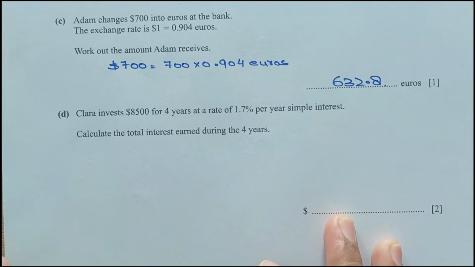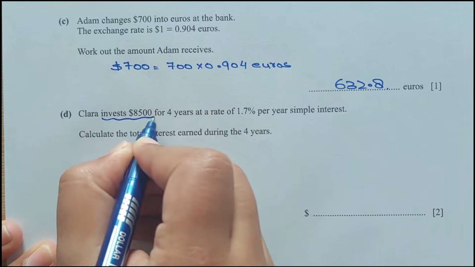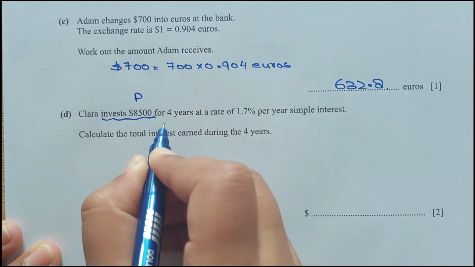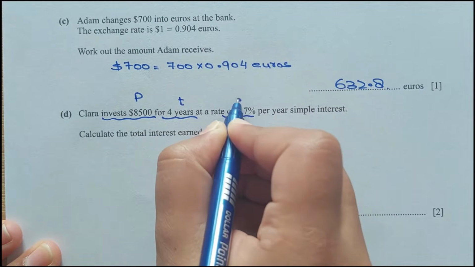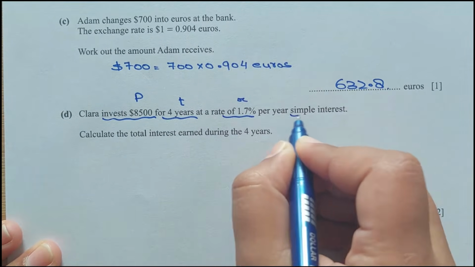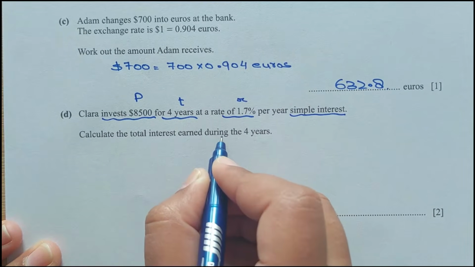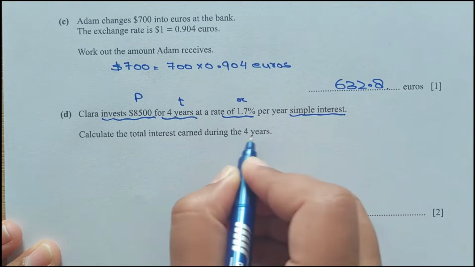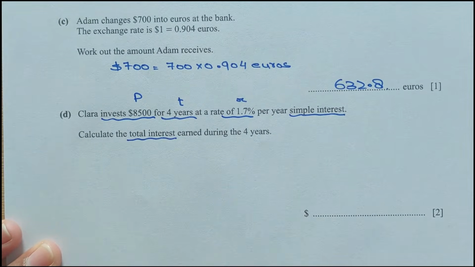Now part D, Clara invests $8,500. This is an investment, we can say P value for 4 years. This is a T value, and the interest rate R is 1.7% per year, simple interest. Calculate the total interest earned during the 4th year. Okay, so we need to find the interest earned, not the amount, right?